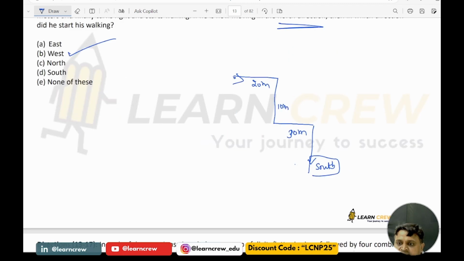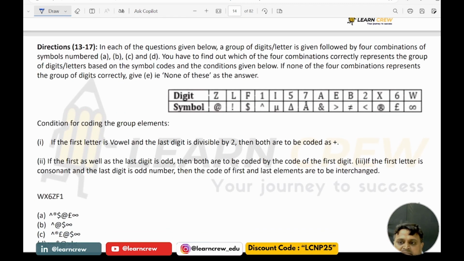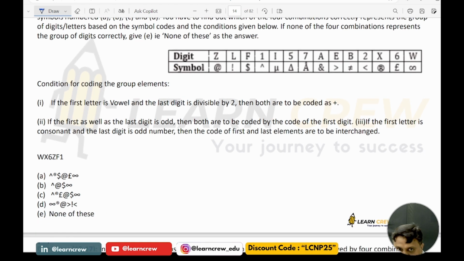Please, the digits are given followed by symbols. This is a coding based question. Condition for coding the group elements. If the first letter is a vowel and the last digit is divisible by 2, then both are to be coded as plus. If the first as well as the last digit is odd, then both are to be coded by the code of the first digit. If the first letter is a consonant and the last digit is an odd number, then the code of the first and last elements are to be interchanged.